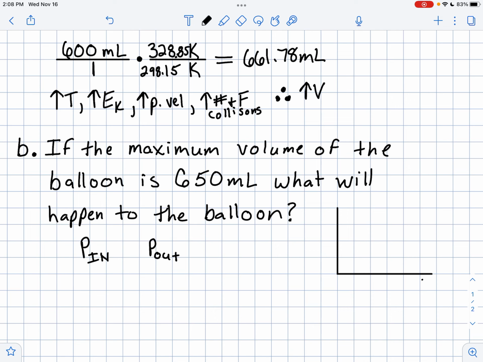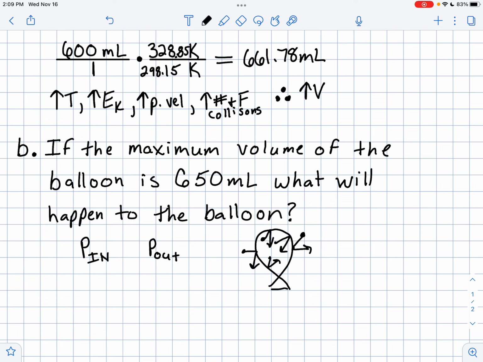When we talk about this, we talk about the pressure inside the balloon versus outside the balloon. So my balloon can only withstand so much. In this case, let's say that it can withstand 3 collisions on the inside. We have 2 on the outside.